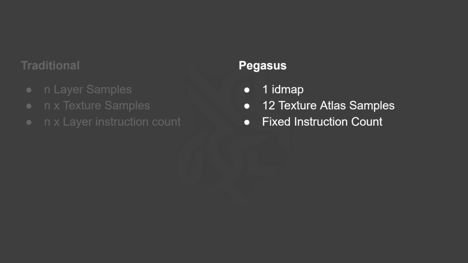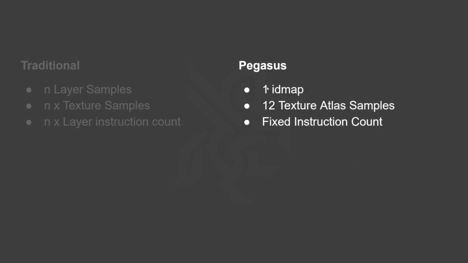And what we get as a benefit from that is, whereas before we have an increasing number of weight maps, an increasing number of texture samples and an increasing amount of shader complexity. With the Pegasus material, you have just one ID map. Let's say you're using color, normal, and masks as your textures. You sample each one 4 times. You have just a total of 12 texture samples, regardless of the layer count. And you also have that fixed shader instruction count, which doesn't increase as you increase the number of layers.